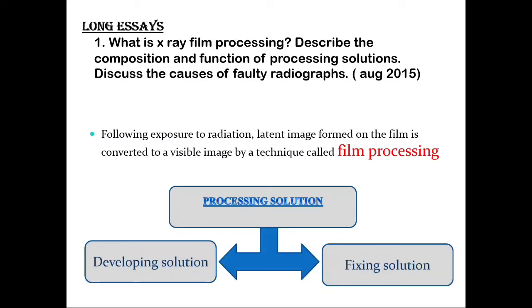Here I've just mentioned the processing solutions, that is the developing solution and the fixer solution, and in that you have to speak about the composition of each solution. That is, in the developing solution you have the developer, the activator, preservative and the restrainer, whereas in the fixer solution you have the clearing agent, the acidifier, preservative and the hardener. So the composition or ingredients of each, and their functions, should be described well.